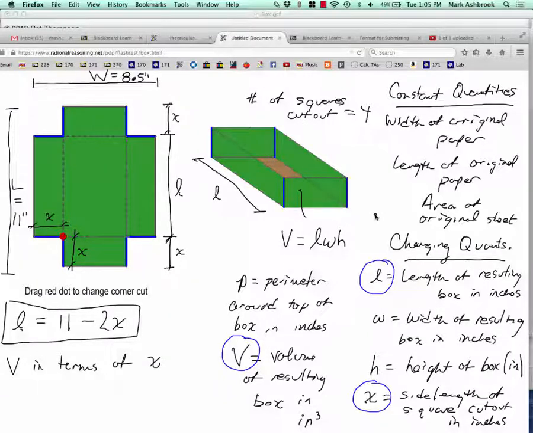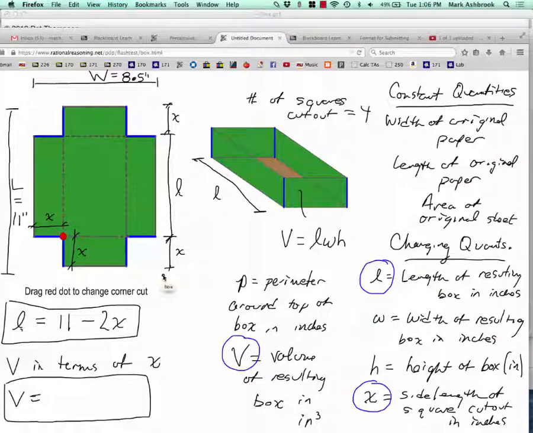Using the same kind of strategy that you used to write L in terms of x, now we want to write V in terms of x. So V equals what? I'm going to finish taking roll. You can work on this a little bit.